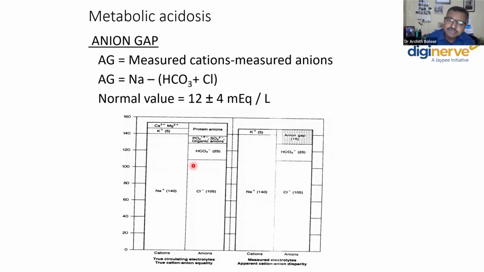Now, this anion gap is due to the unmeasured anions, which we don't normally measure. So, it could be due to various albumin related products, it could be due to phosphates, it could be due to organic anions, which is difficult to measure. So, that's where the anion gap is coming. So we classify the metabolic acidosis into high anion gap metabolic acidosis or normal anion gap metabolic acidosis.